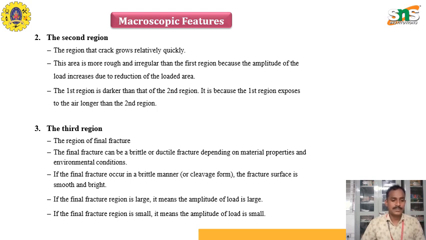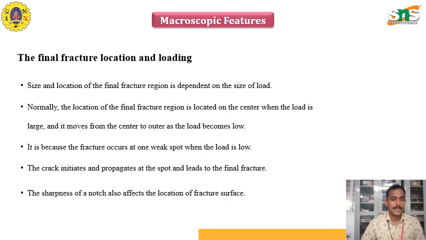The third region is the region of final fracture. The final fracture can be brittle or ductile, depending on the material properties and environmental conditions. If the final fracture occurs in a brittle manner, that is, a cleavage form, the fracture surface is smooth and bright. If the final fracture region is large, it means the amplitude of the loading is large. If the final fracture region is small, it means the amplitude of the load is small.